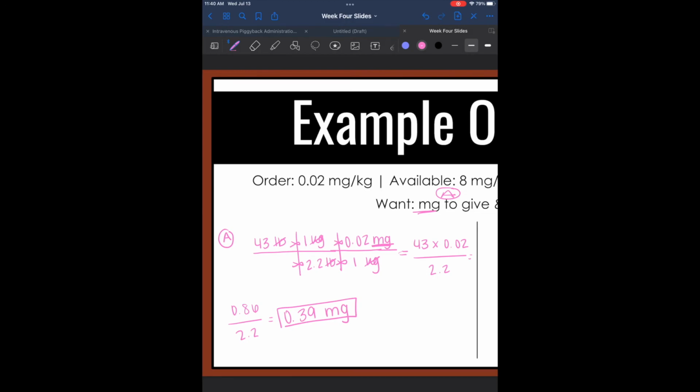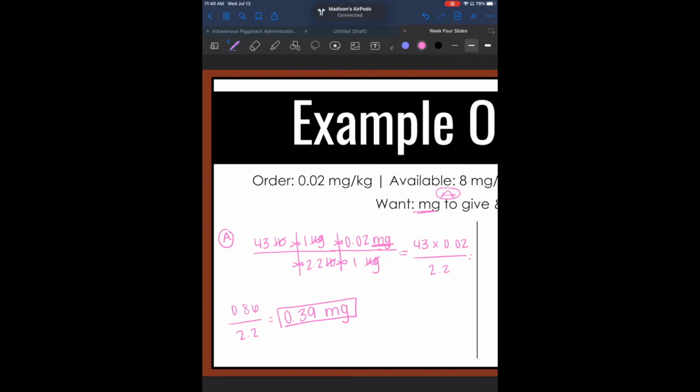At this point, you should be realizing what I said in week 1, that this class builds on itself week by week. So by peds, we're using a little bit of everything from the other weeks. So 0.39 milligrams is what we're going to give this child.